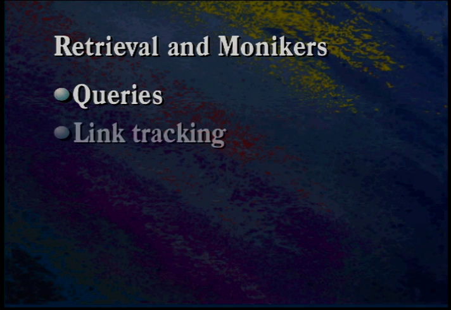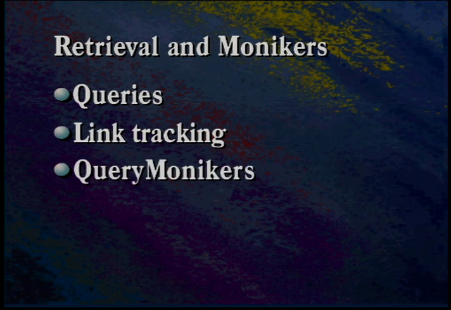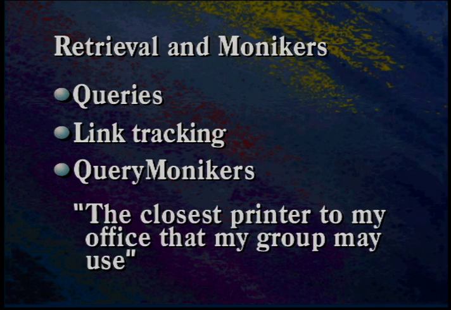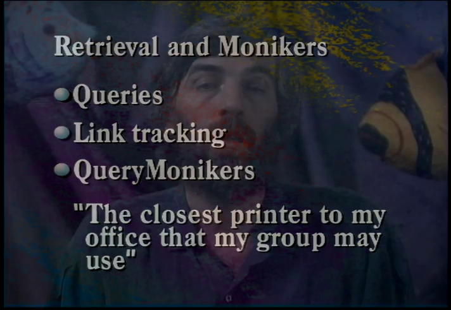In addition, the system will support link tracking and will introduce the notion of a query moniker, which is an encapsulation of a query which can be used as a name or a link to some object. The example I've chosen here is a query that encapsulates the notion of the closest printer to my office that my group is allowed to use. At the time of resolving this link, the query is evaluated and a particular printer is chosen. The value of this is that if I move office, I will get a new printer the next time I use this link. Or if I'm assigned to a different group for resource allocation purposes, I may get a different printer. But my link remains unchanged.